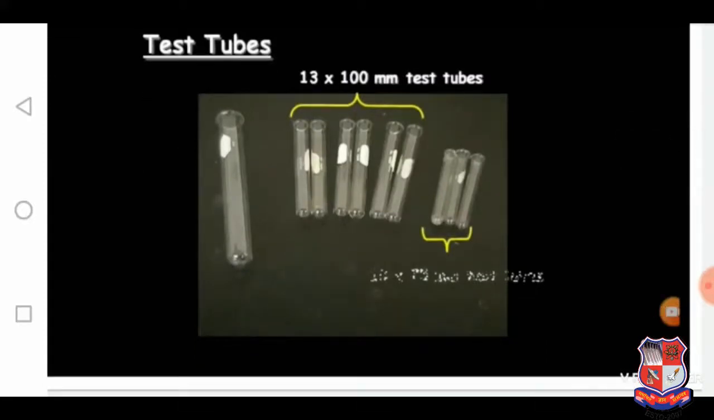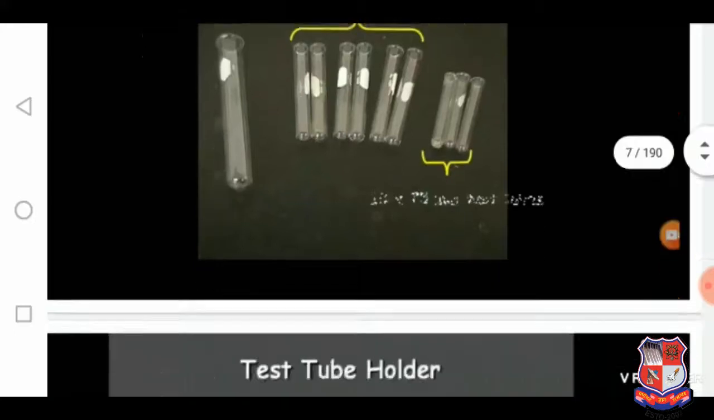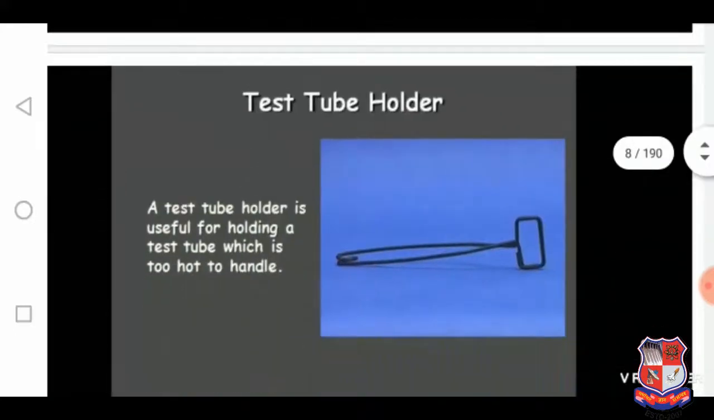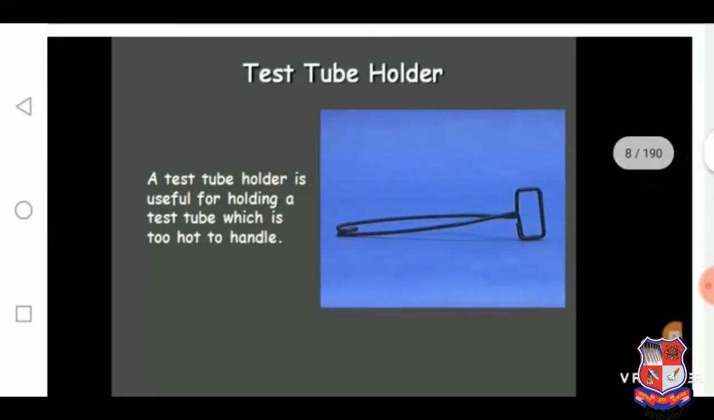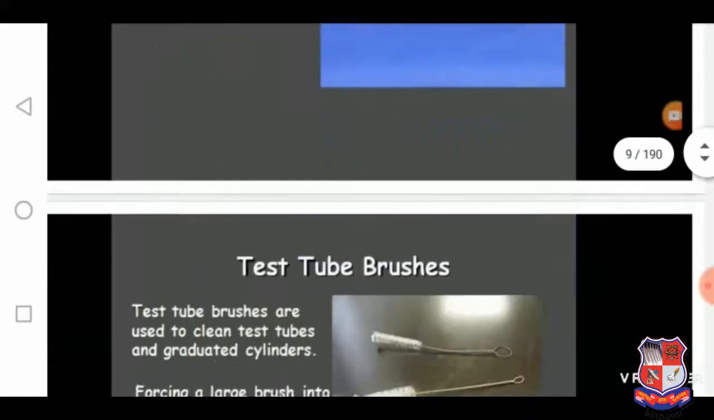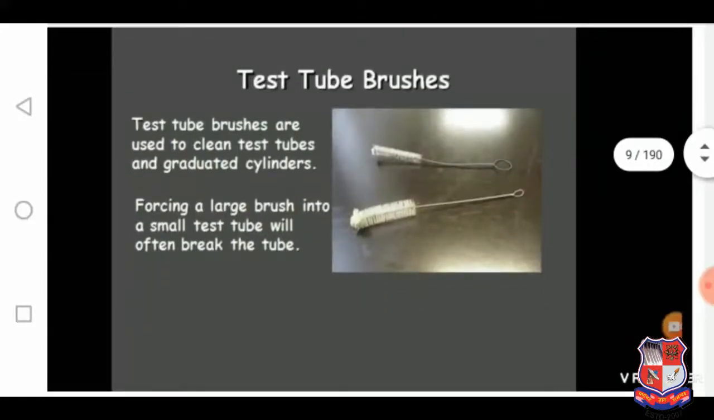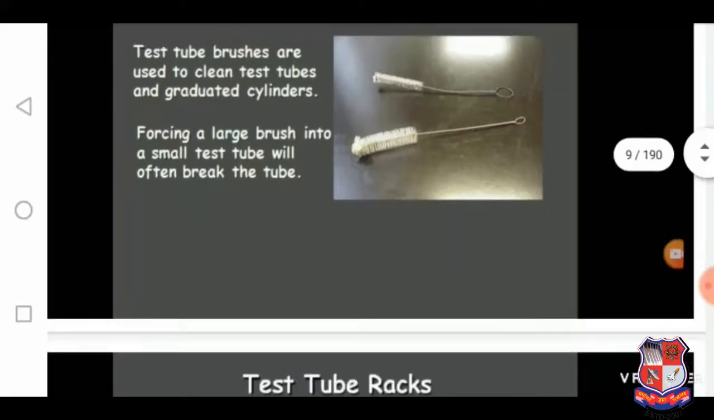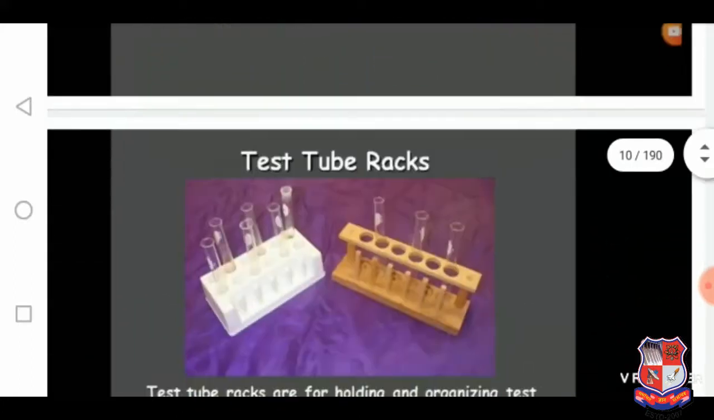generally test tubes come in 3 different sizes. 13 by 100 millimeter test tubes are widely used. Test tube holders are generally employed for holding a test tube which is too hot to handle. Test tube brushes are used to clean test tubes and graduated cylinders. Forcing a large brush into a small test tube will often break the end of the test tube.